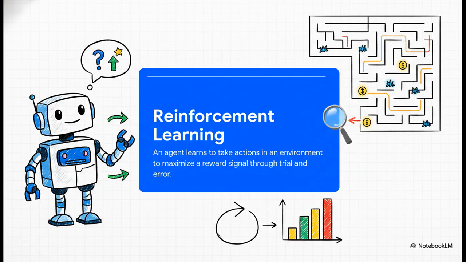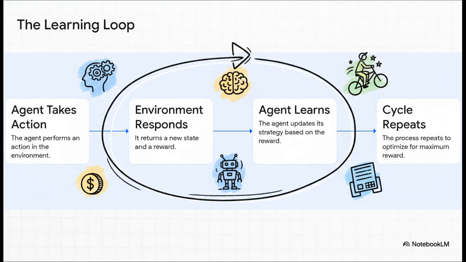The agent tries to do things. It takes actions, and for each action, it gets feedback, either a reward for doing something good or a penalty for doing something bad. Its entire goal is to figure out a strategy to get the most rewards possible over time. And it all works because of this constant feedback loop.